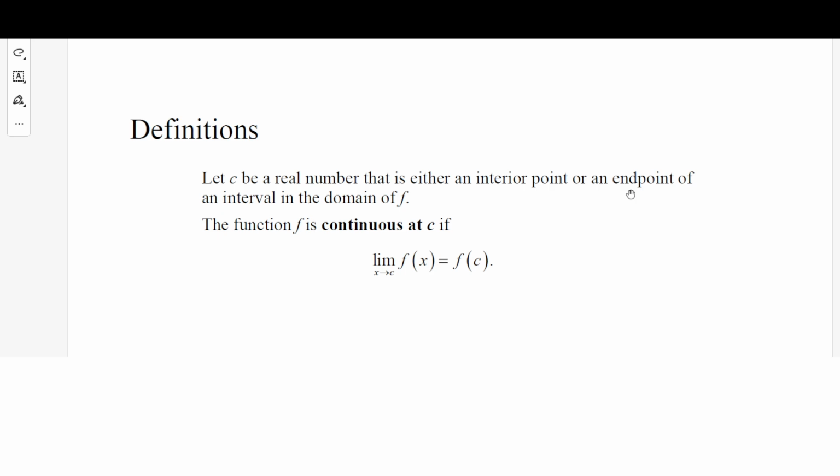But there's supposed to be a formal definition of continuity. How do you define that a function is continuous? If you have a function and you want to check whether that function is continuous or not at some specific point, then the limit of that function should exist when x approaches c, and that limit is supposed to be equal to the value of the function at c.